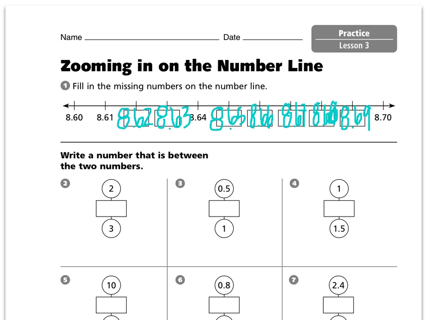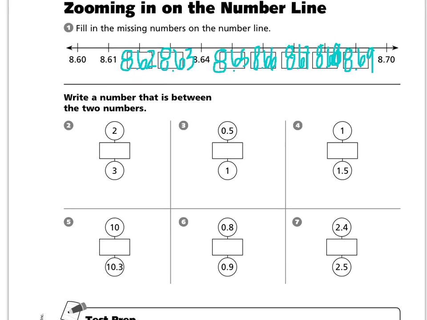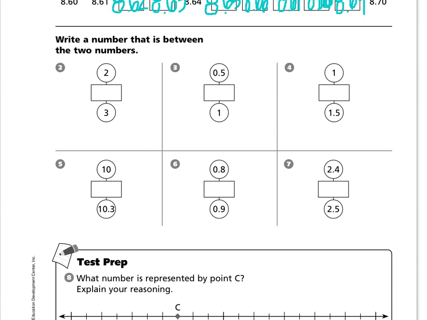Let's look at the next set of directions. Write a number that is between the two numbers. There's going to be multiple different answers for this. So between 2 and 3, your numbers could be 2 and 1/10, all the way to 2 and 9/10. For 5/10 to 1, you can have 6/10 all the way to 9/10.